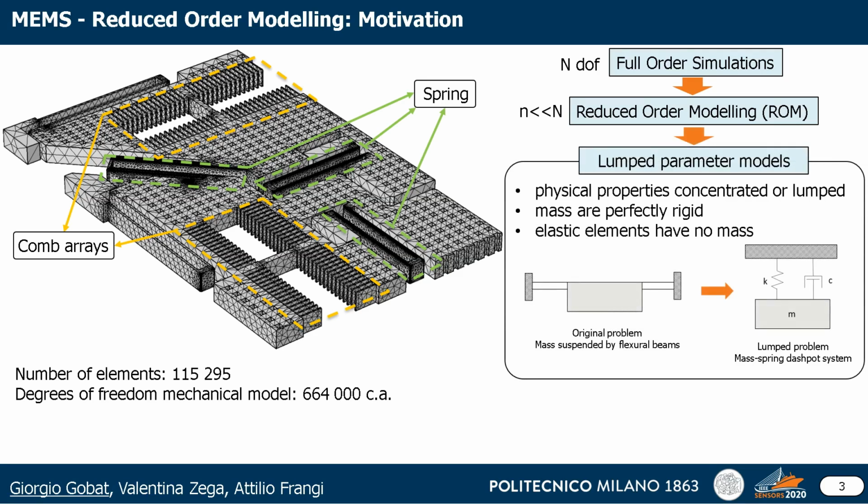Lumped parameter models concentrate some physical properties of the system and assume that the masses are perfectly rigid, and the elastic elements have no mass. Let us consider the example in the box figure. Here, the full order system is given by a mass m suspended by flexible beams. The corresponding lumped parameter model applies a rigid body constraint to the mass and converts the beams into a spring of stiffness k. The system damping is lumped into a dashpot.